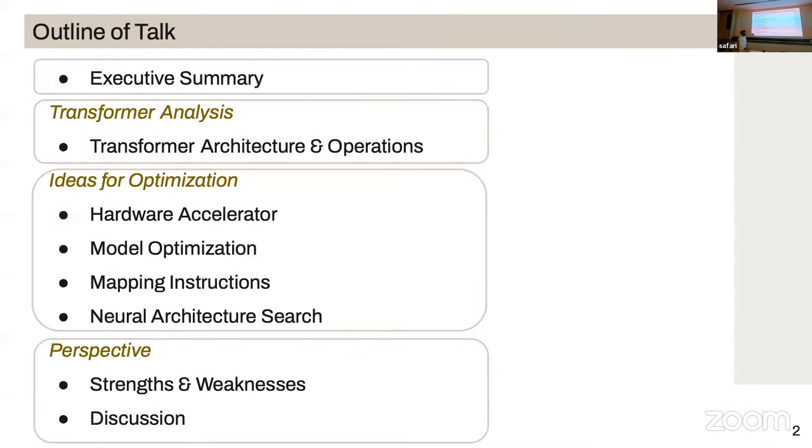So first of all, here's an outline of my talk. I'll first provide an executive summary. Then there will be some analysis and background of transformers, so you get familiar with the actual architecture. And then we go into the ideas that these authors have for optimizing the inference of transformers. They have four main ways of optimizing, which I'll come back to. And then finally, we move on to a perspective where hopefully we'll get a good in-class discussion.